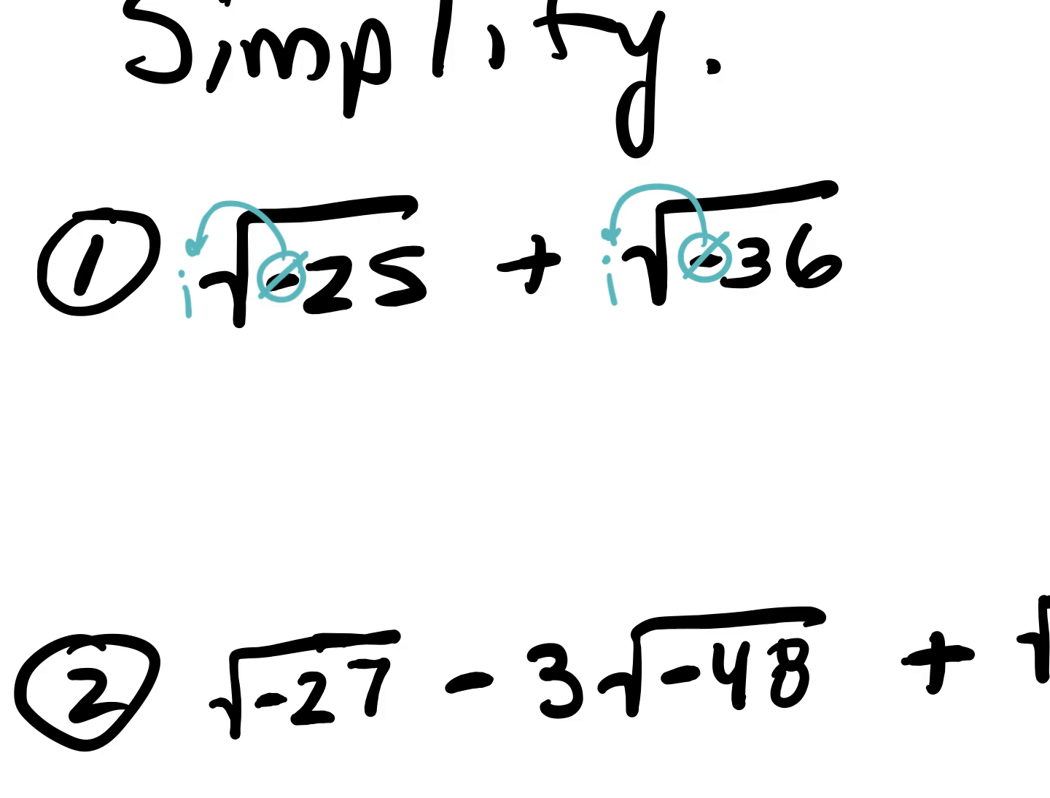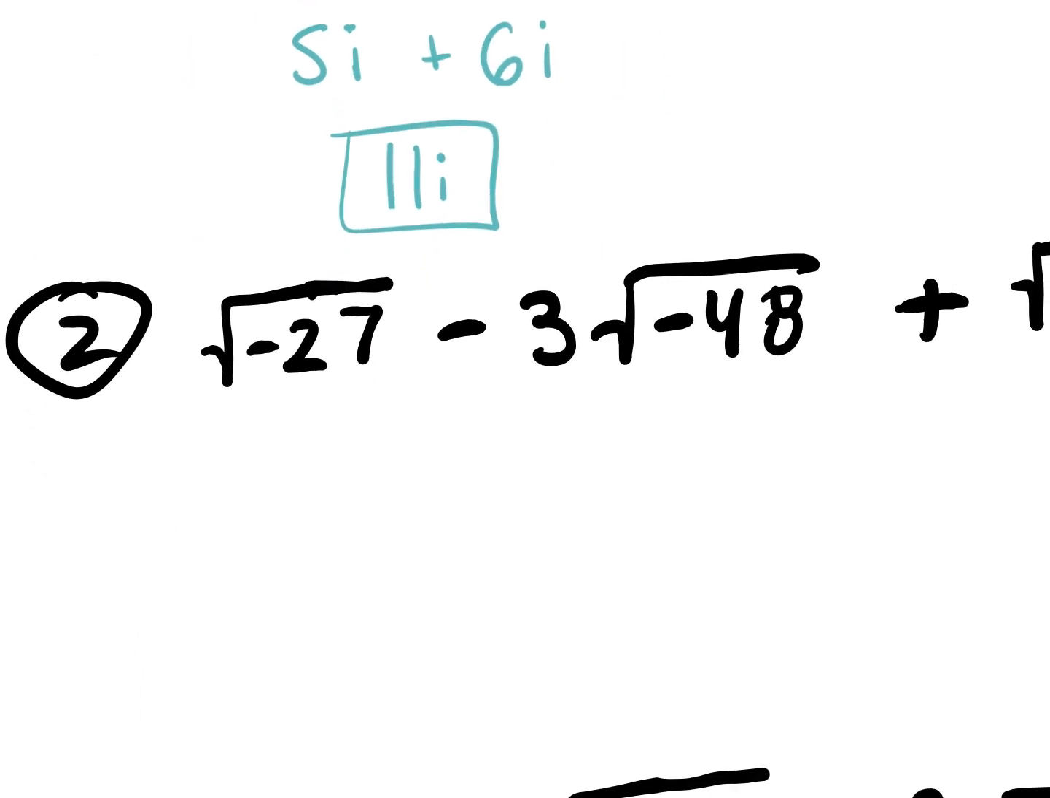Now, what's the square root of 25? 5. So this would be 5i. And then what's the square root of 36? 6. So this would be 6i. We talked about on Friday how you can only add a real number with a real number and an imaginary number with an imaginary number. So these are like terms, so we can add them together. So our answer would be 11i. All right, let's look at number 2.